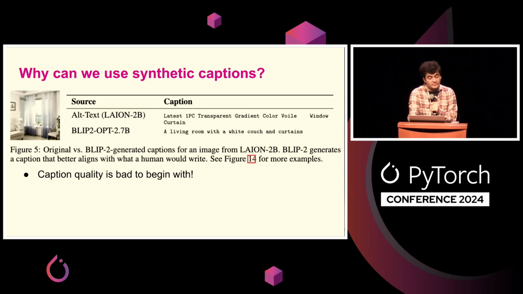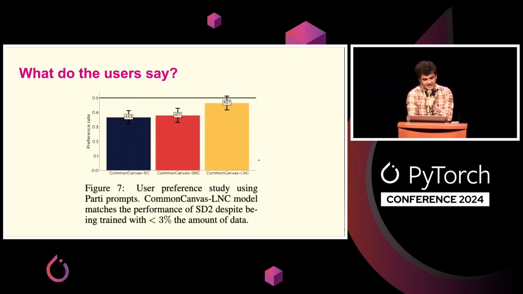Synthetic captions are actually really bad quality, and so you don't actually have to make captions that are that good to begin with. So here's a real example we have of a caption from the image dataset. Something that sounds like an ad's view of latest IP1PC transparent gradient color voila curtain is obviously much worse for training a model than a living room with a white couch and curtains.